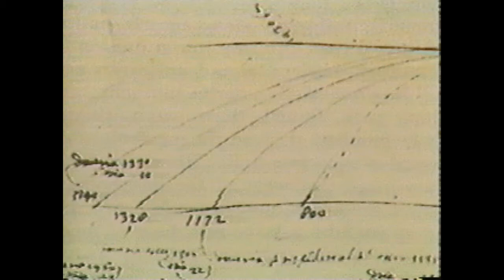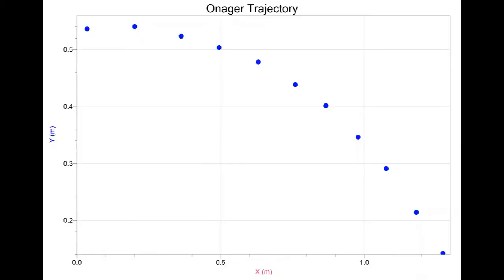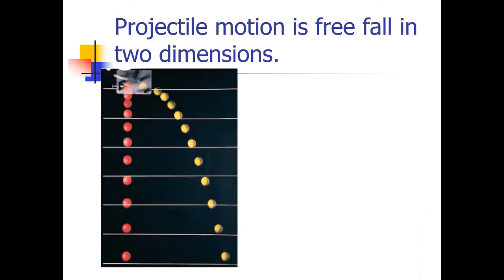Galileo studied this by rolling balls off a table. He realized that the independence of horizontal and falling motion meant that projectiles would follow a special kind of trajectory called a parabola.